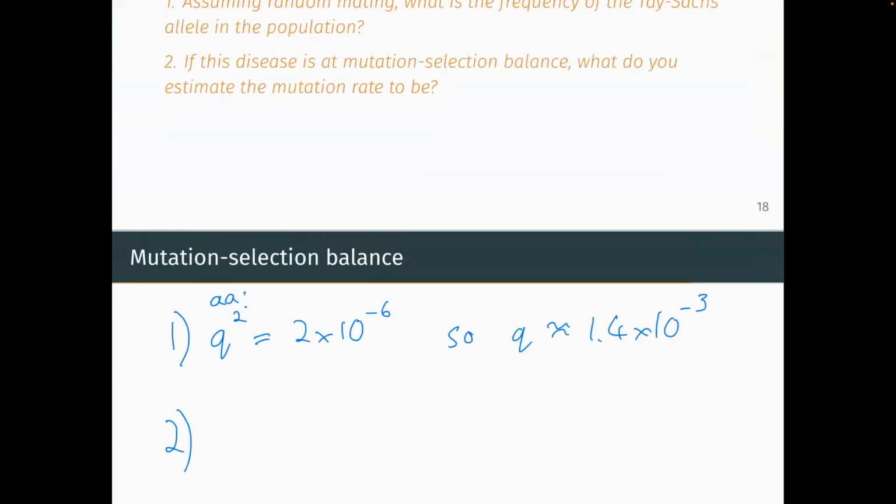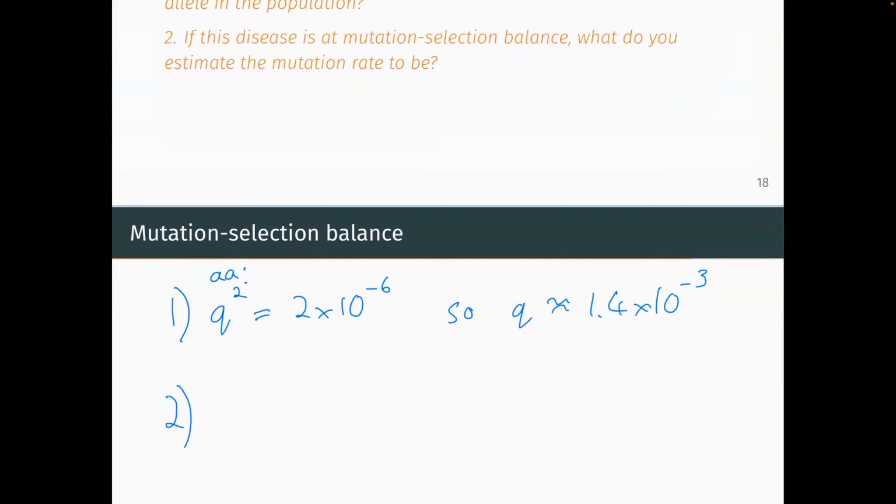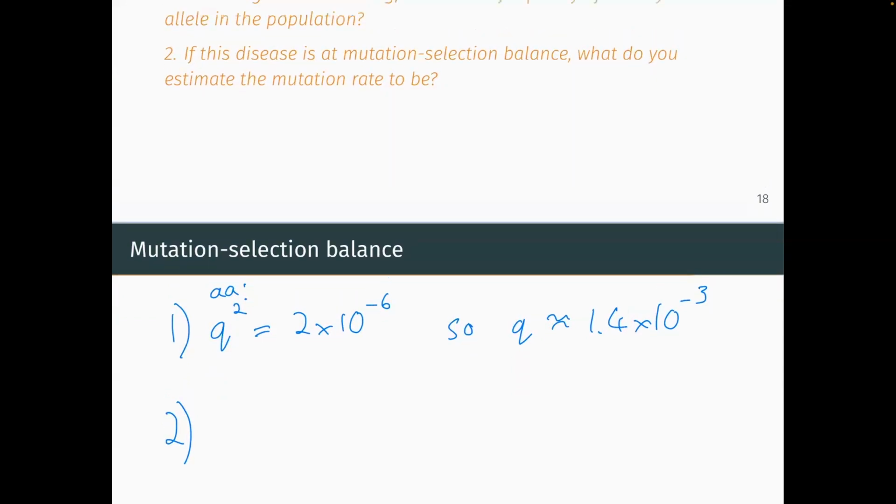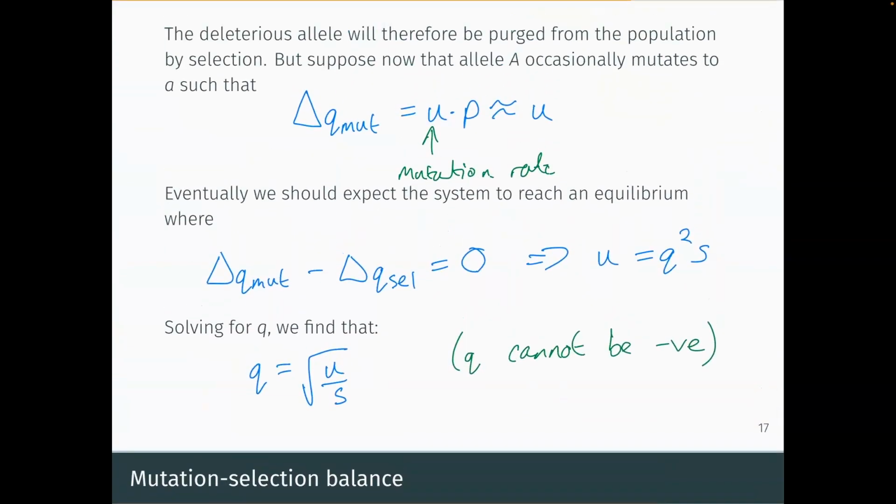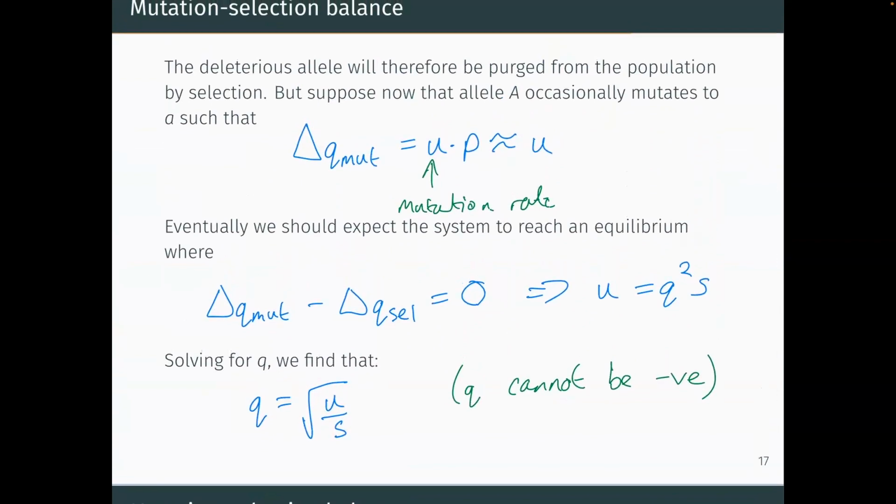Okay, so the second part, we're asked if this disease is at mutation selection balance, what do you estimate the mutation rate to be? So which equation from this slide are we going to use?